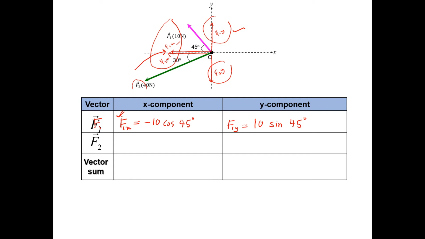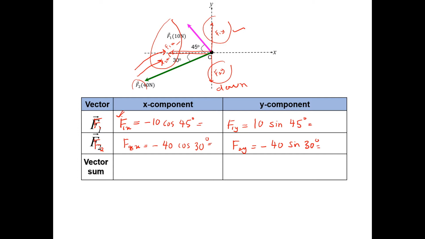The next thing is to look at the component vectors of F2. We have F2x. Again, F2x is directed to the left, so it is negative, and the vector is 40 and the angle is 30. And what about F2y? F2y here is directed downward, so when it is downward, we have to put a negative sign. So it is 40 sine 30 degree. And you do the calculation.